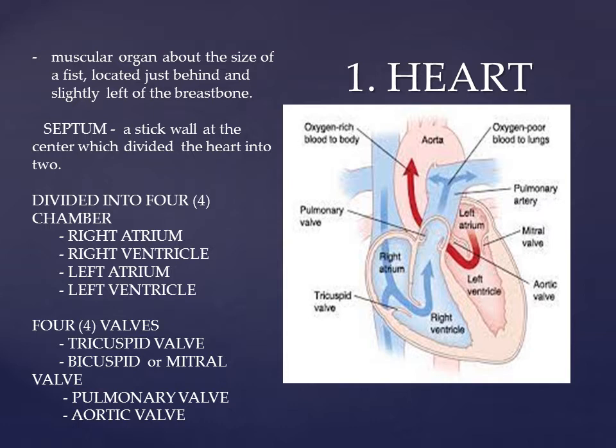The heart has four valves: the tricuspid valve, the mitral valve, the pulmonary valve, and the aortic valve. The tricuspid valve is between the right atrium and the right ventricle. The mitral valve is between the left atrium and the left ventricle. The pulmonary valve, also called the pulmonic valve, is between the right ventricle and the pulmonary artery. The aortic valve is between the left ventricle and the aorta.